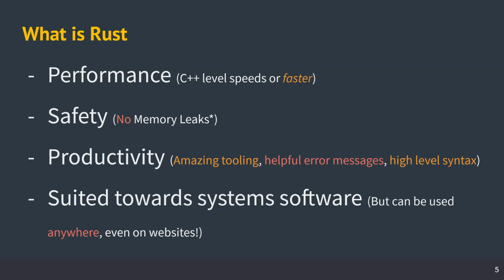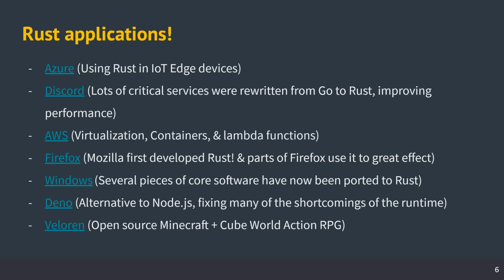And another thing, like I said, it's suited towards system software, so like compilers, low-level programs, parsers, but you can use it anywhere. You can use Rust to write a backend. You can use Rust to write a front end for a website. A lot of frameworks are out around that. And you can use it for games. So speaking of which, next slide.